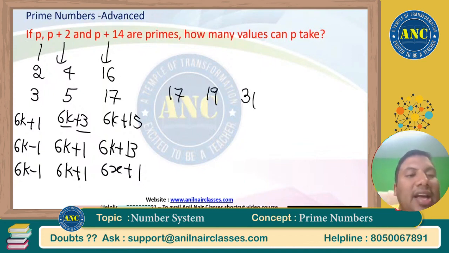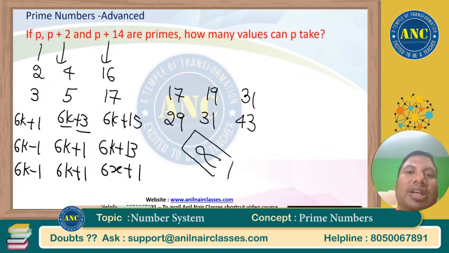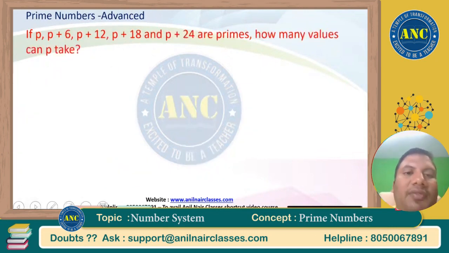You are getting it. Let me take 29, which is 6 into 5 minus 1. 29 plus 2 is 31. 29 plus 14 is 43. So 29, 31, 43. Like that, there exist so many 2-digit numbers which satisfy this question. 2 digits it satisfies, 3 digits it satisfies, and so on. It is infinite.